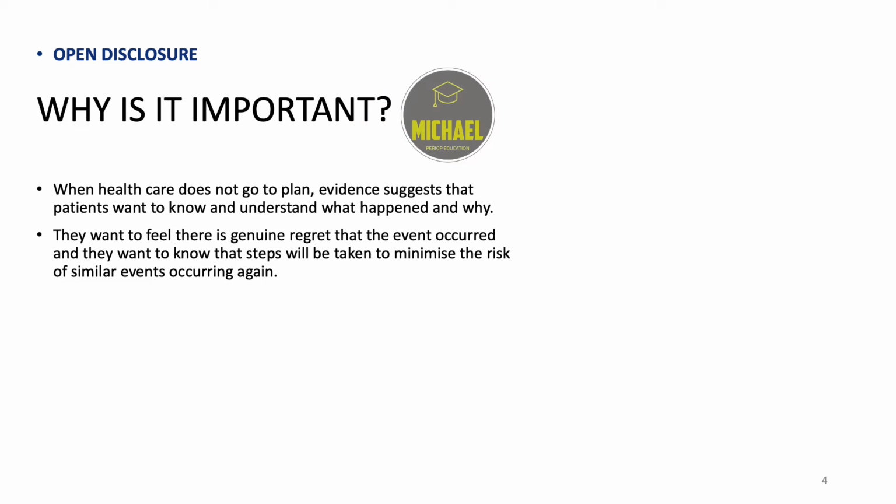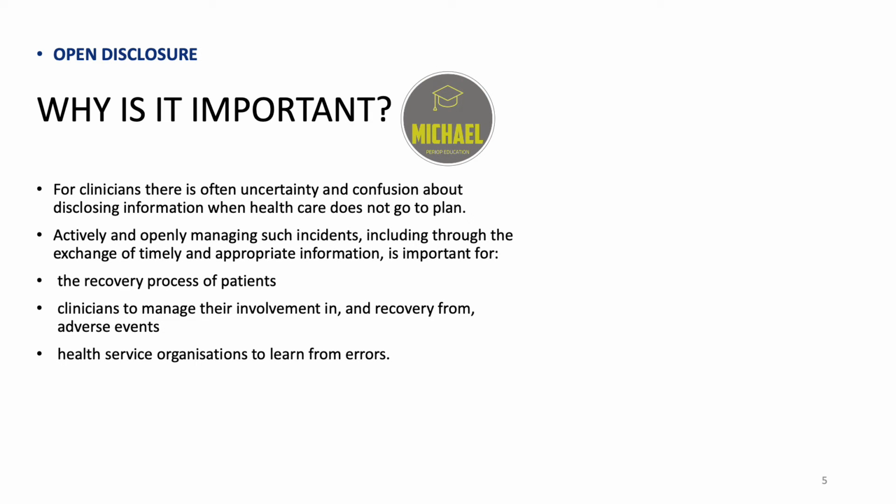So this is what I found in the documents of the National Health Standards, and also there's an Australian document, but they say, why is it important? So when healthcare does not go to plan, evidence suggests that patients want to know and understand what happened and why. They want to feel there is genuine regret that the event occurred, and they want to know that steps will be taken to minimize the risk of similar events occurring again. So again, you can see it's very generic, very much like a national standard, very logical.